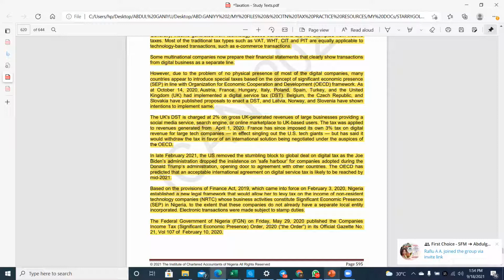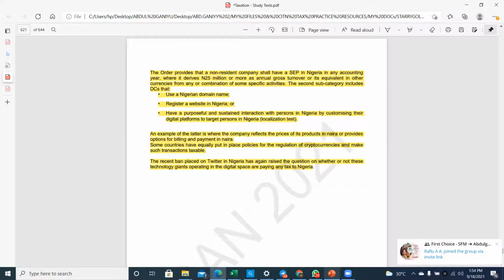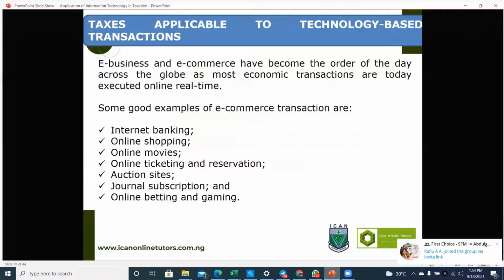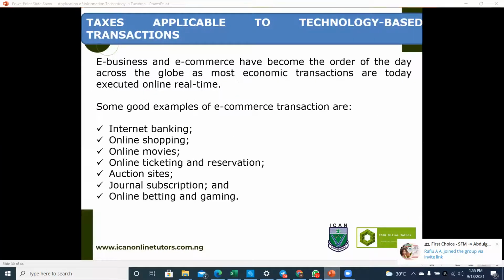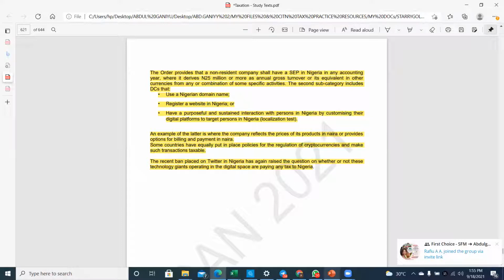On May 29, 2020, the federal government of Nigeria published the Companies Income Tax Significant Economic Presence Order 2020. And the order, in its official Gazette number 21, volume 107 of February 10, 2020, provides that a non-resident company shall have a significant economic presence in Nigeria in any accounting year where it derives 25 million or more as annual gross turnover or its equivalent in other currencies from any or combination of some specific activities. So that's the number one criteria.